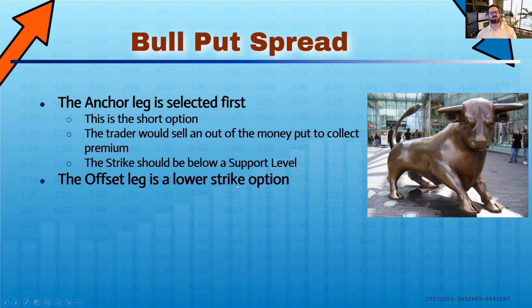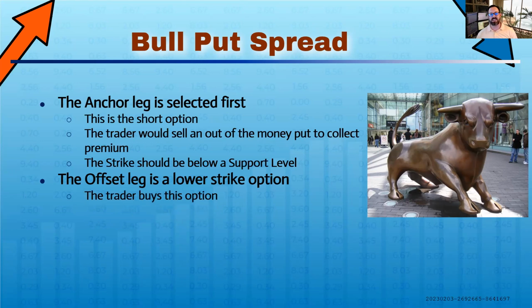And we then do what's called an offset leg. So the anchor leg really drives the strategy. It's telling us what we want to have happen. It's how we make our profit. The offset leg helps us reduce the risk, and it lowers the amount of cost in the position itself, either the margin or the premiums. So we're going to do a lower strike option. It's further out of the money, and we're going to buy that one.